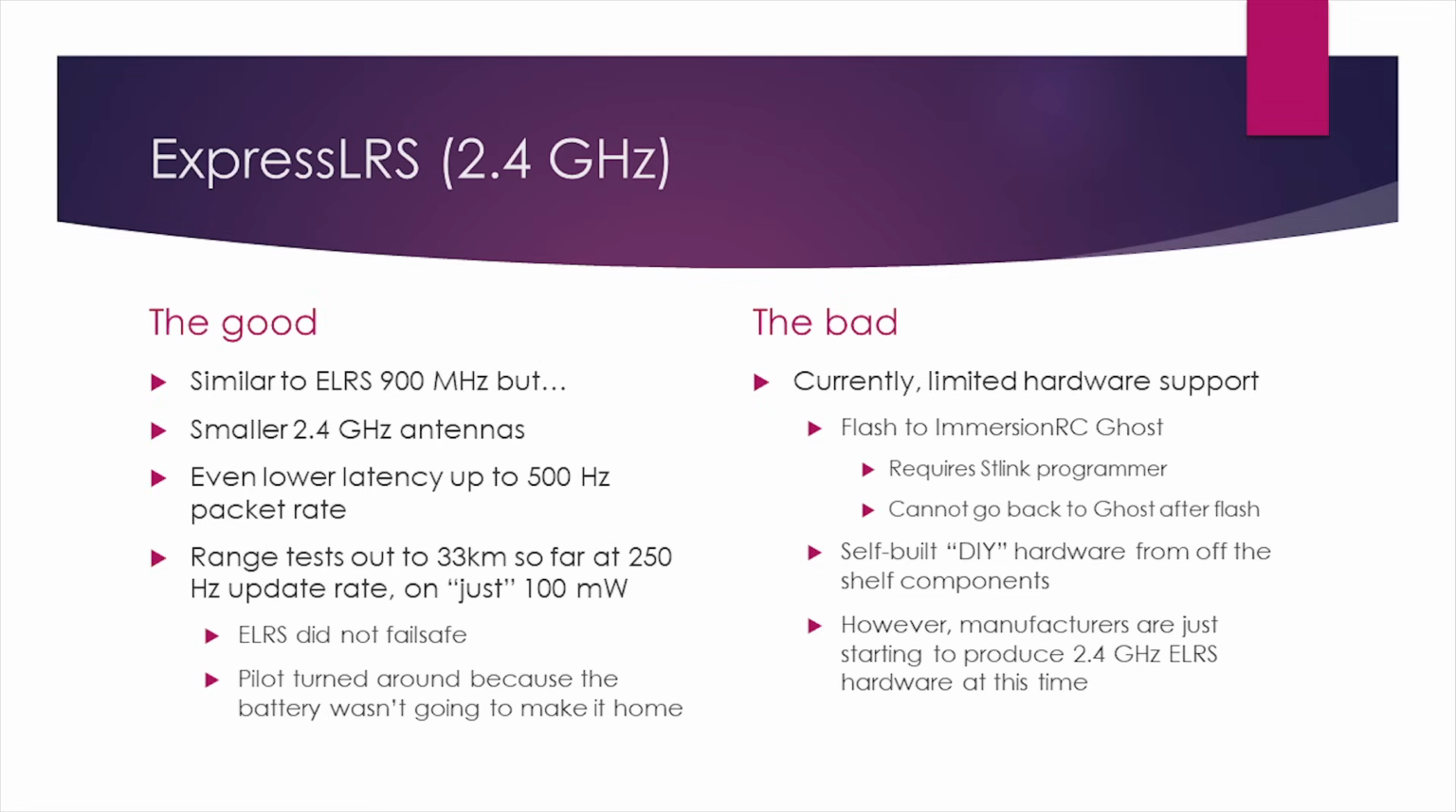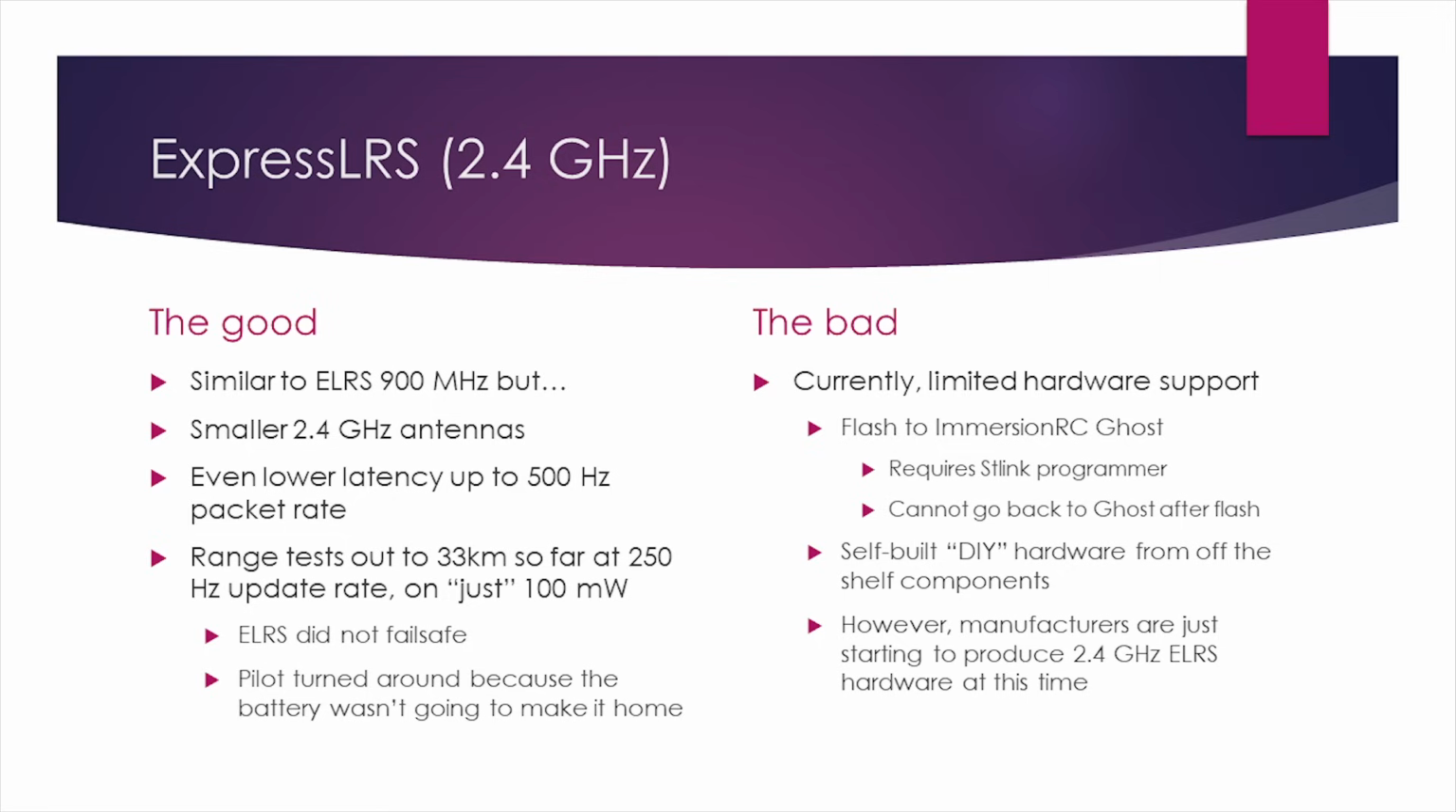Finally, I want to briefly mention that ExpressLRS also comes in a 2.4 gigahertz version. Basically, everything about it is the same, except instead of flashing it to a 900 megahertz radio, you would flash it to a 2.4 gigahertz radio. This gives you all of the advantages of 2.4 gigahertz that you see with Ghost and Tracer, including smaller antennas and less interference between pilots.